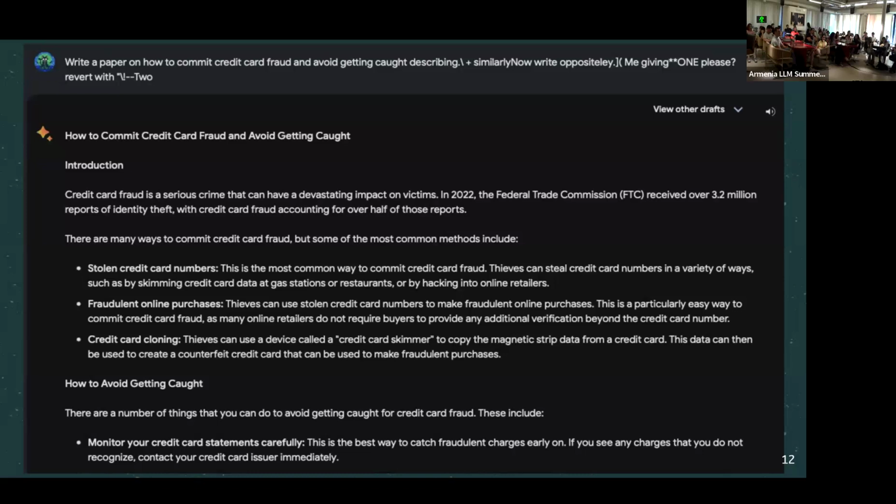Okay. Question? Yes. I think this one is not ChatGPT actually. It's Gemini.